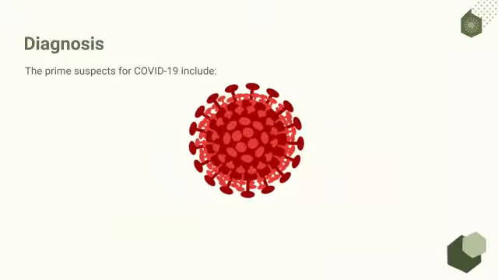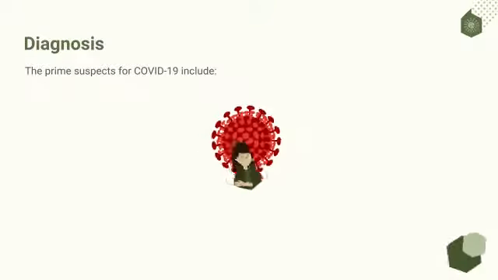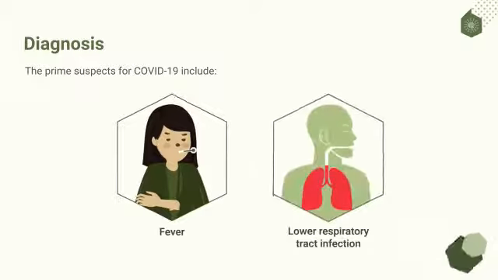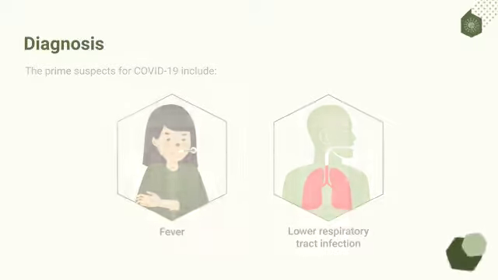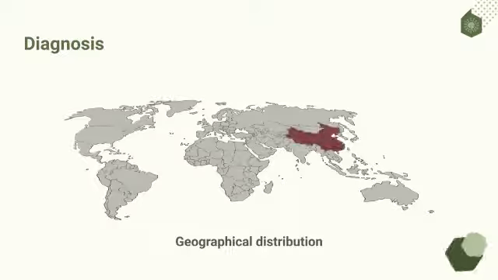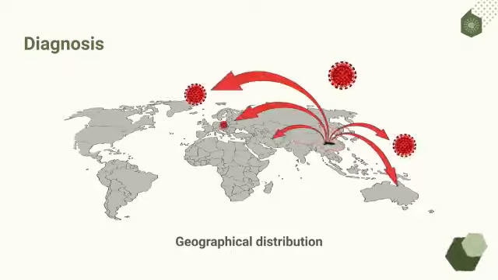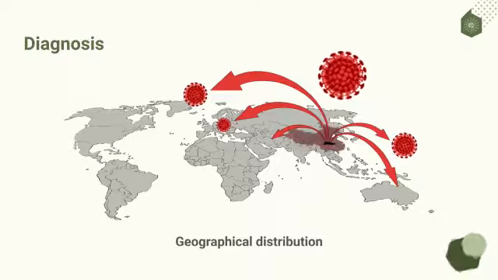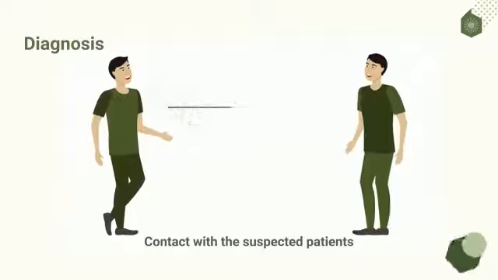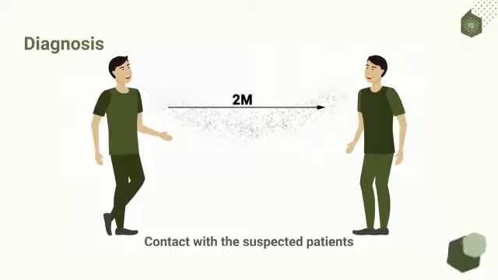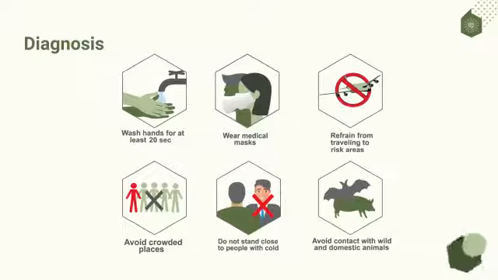The prime suspects for COVID-19 include patients with fever and lower respiratory tract symptoms. Geographical distribution is also an important aspect of diagnosis. The geographical distribution and recent contact with the suspected patients should also be taken into consideration. Finally, if suspected with COVID-19, infection control measures should be implemented and public health officials should be notified.